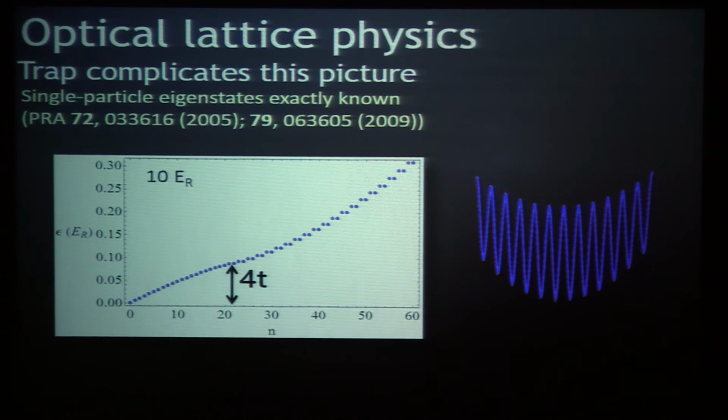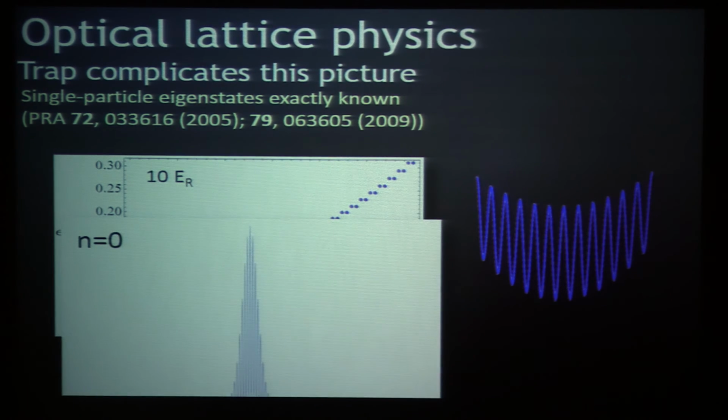In fact, the exact single particle eigenstates of this potential, where you have a trapping potential and a lattice, are known. And here are those eigenenergies versus quantum number. There's a remnant of the band structure here, and here's 4t on this plot. But there are these funny states that come in that are doubly degenerate, which don't look anything like the band structure. And you'll notice there's no band gap anymore. So what are these states?